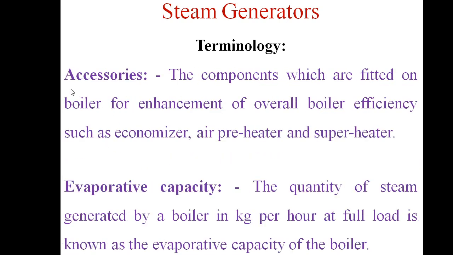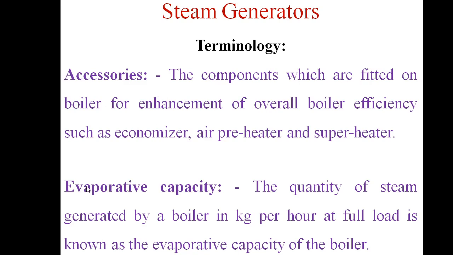Then accessories. These are the additional components provided over the boiler in order to enhance the efficiency of a boiler by extracting waste heat; they are waste heat recovery devices which enhance the overall efficiency of boilers. So here you can see the components which are fitted on the boiler for enhancement of overall boiler efficiency, such as economizer, air preheater and superheater, known as boiler accessories.